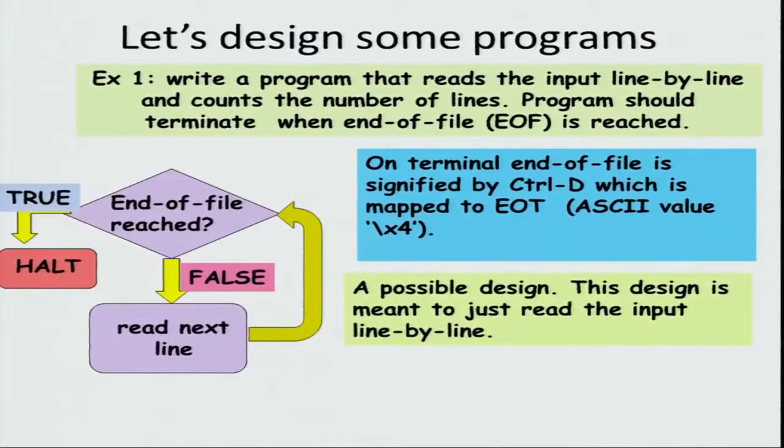Okay. So, the flow chart at the very top level can be envisioned as follows. So, we will just check, has the end of file been reached? If the end of file has not been reached, you read the next line. And check again, if the end of file has been reached, then you halt, otherwise you read another line. Okay. So, here is the very top level picture of what we want to do. This design is just meant to read the input line by line. It is a very vague flow chart, but at the top level this is what we want to do.